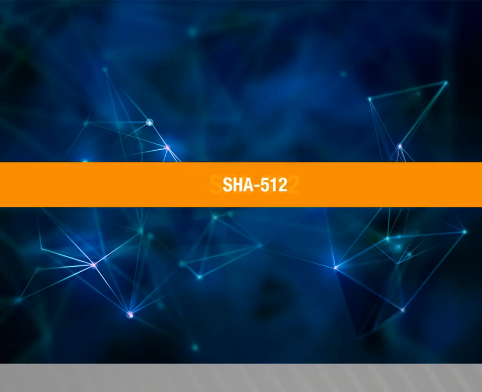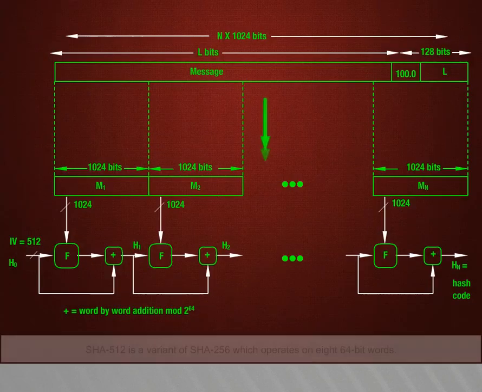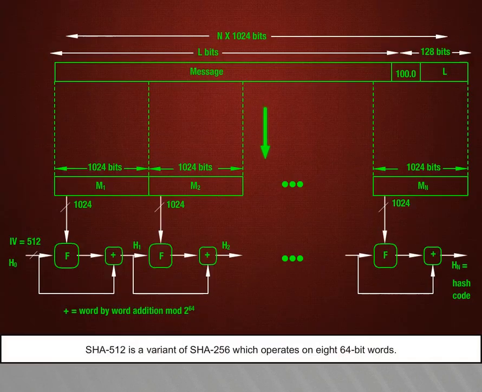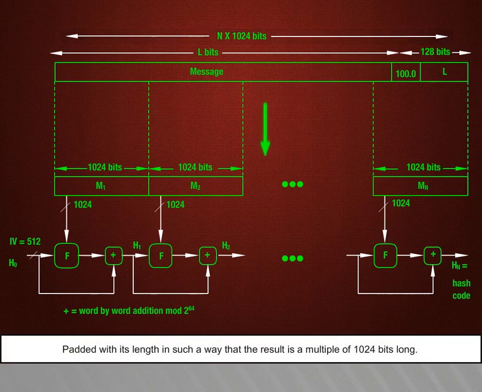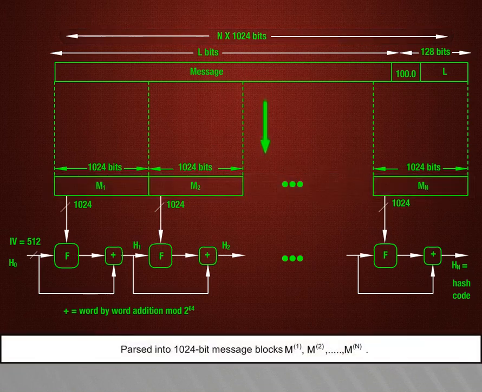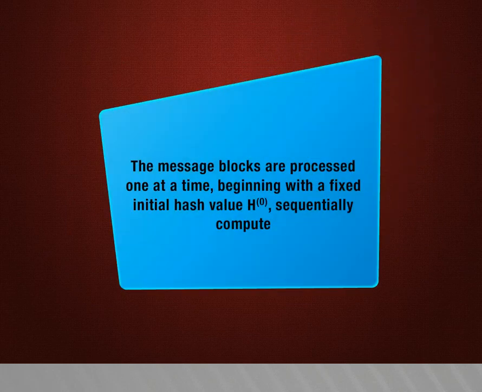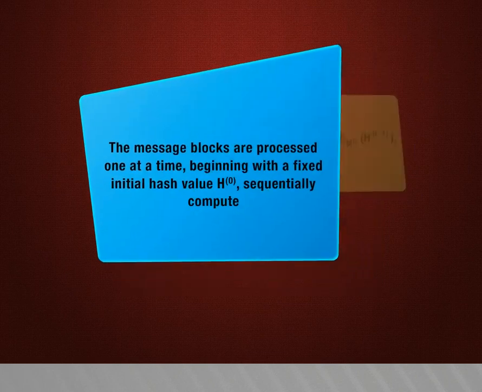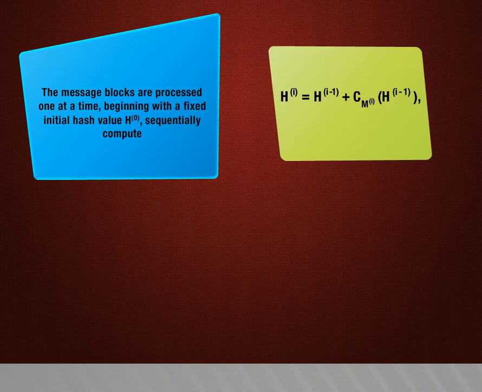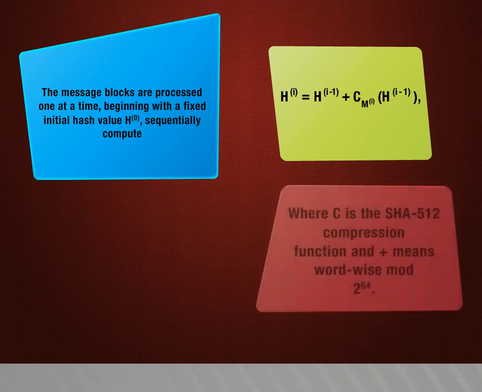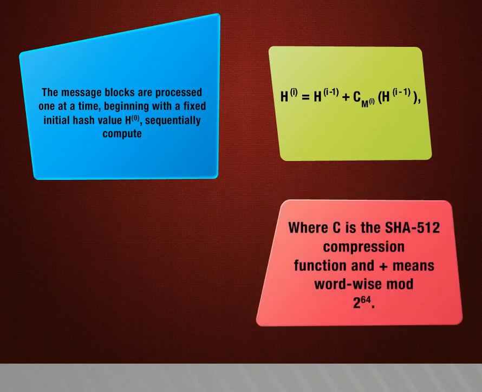SHA-512. In this video, we are going to learn about SHA-512. SHA-512 is a variant of SHA-256 which operates on 8 64-bit words. The message is padded with its length in such a way that the result is a multiple of 1024 bits long, and parsed into 1024-bit message blocks M power 1, M power 2, and so on up to M power n. The message blocks are processed one at a time, beginning with a fixed initial hash value h0, sequentially computing h_i equals h_(i-1) plus C of M_i and h_(i-1), where C is the SHA-512 compression function and plus means word-wise mod 2^64 addition. h_n is the hash of M.